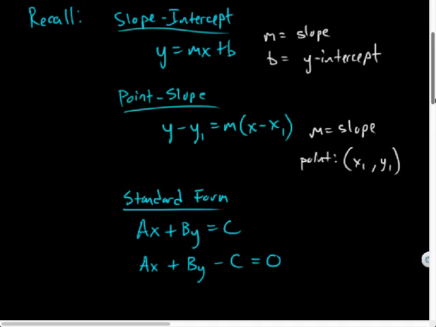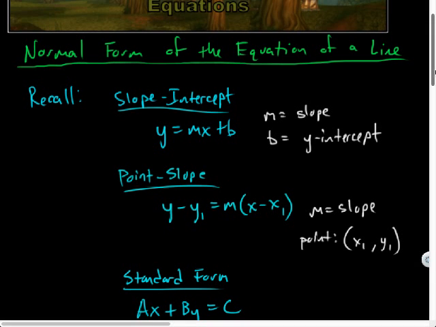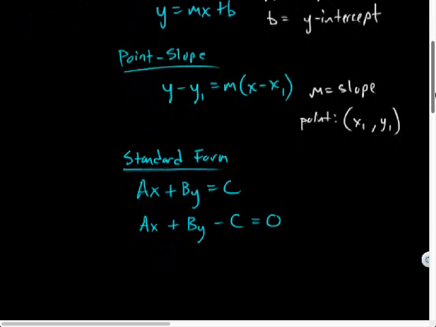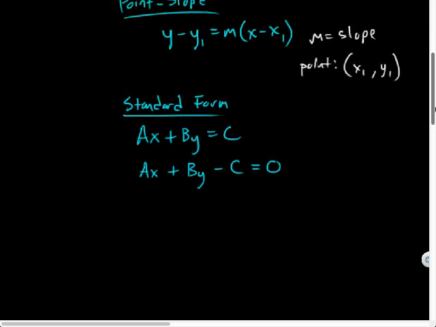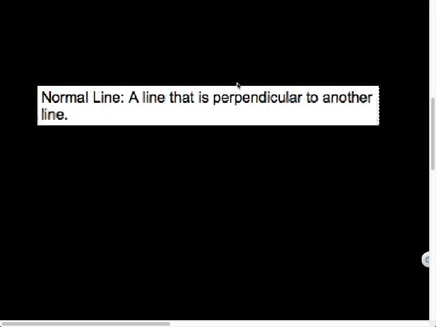So today we're going to talk about an entirely different way to represent the equation of a line, which is called normal form. Normal form. And just a question, do you guys know what a normal line would be? Maybe from your physics experience. A normal line is a line that is perpendicular to another line. Okay? Is a normal. All right?